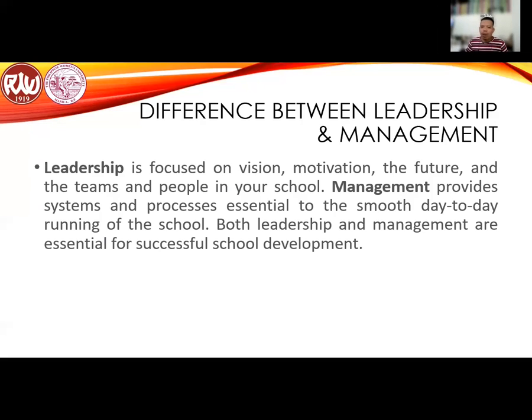Leadership is focused on vision, motivation, the future, and the teams and the people in your school. When it comes to management, it provides systems and processes essential to the smooth day-to-day running or operation of the school. It is actually about how we are going to give life to the systems, processes, and institutional standards to attain the philosophy, vision, mission, and objectives of the school. So both leadership and management are essential for successful school development.